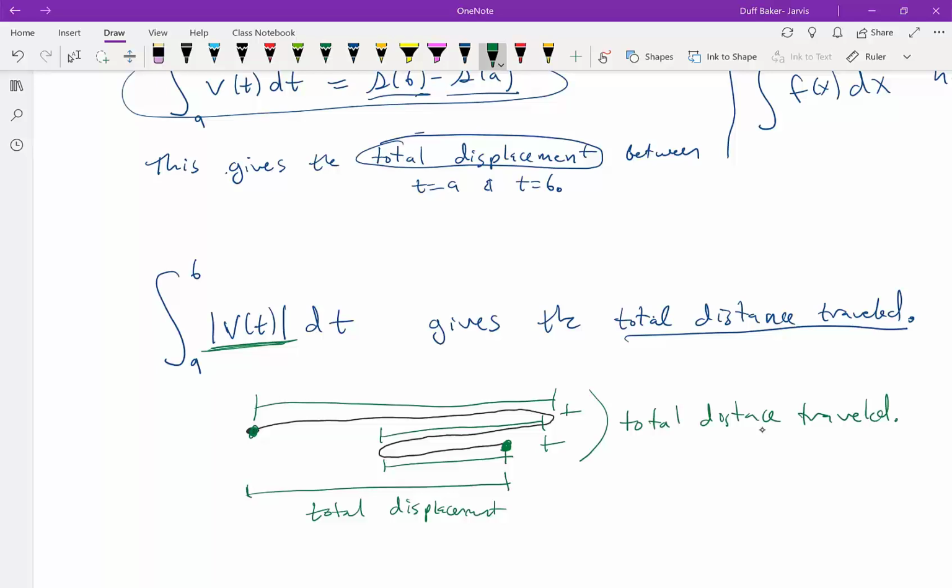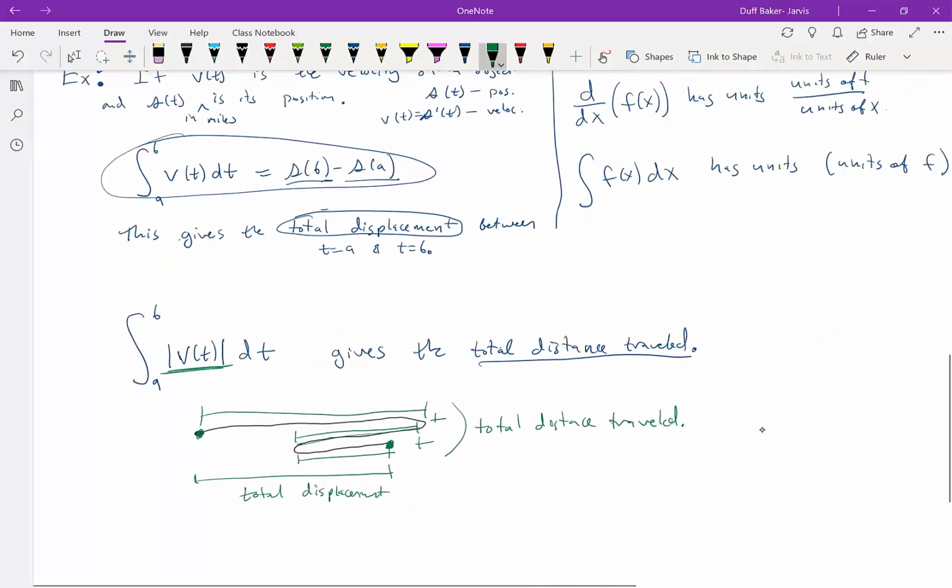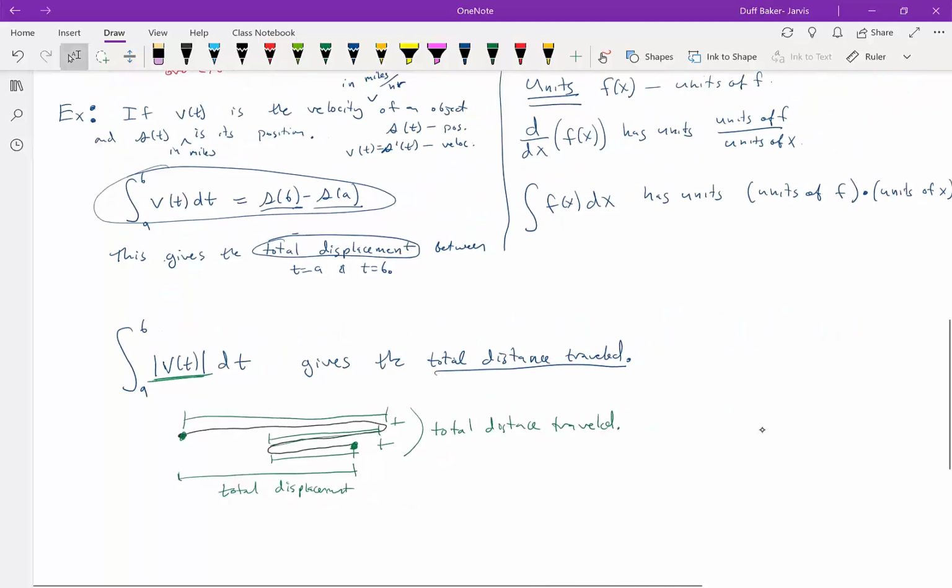The absolute values help us here because they turn all the negative areas, the places where the object is going backwards, into positive areas. But it makes doing the integral a little trickier. So that's the concept. Let's see an example of this.